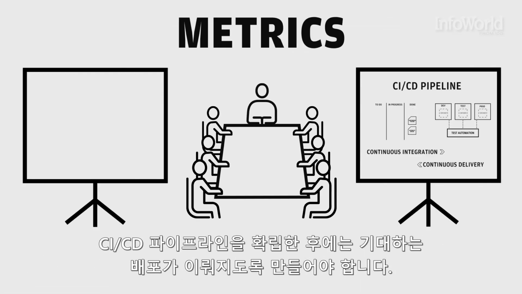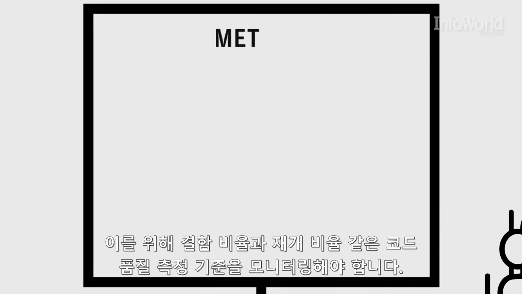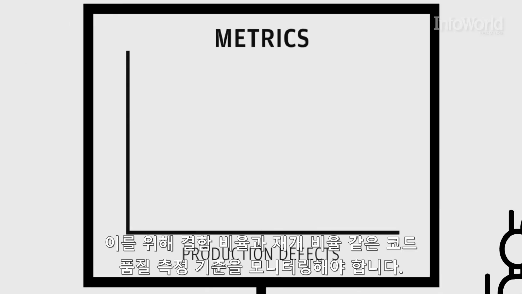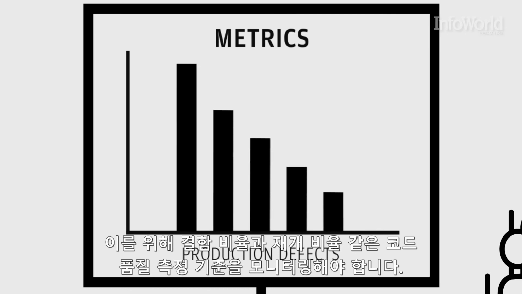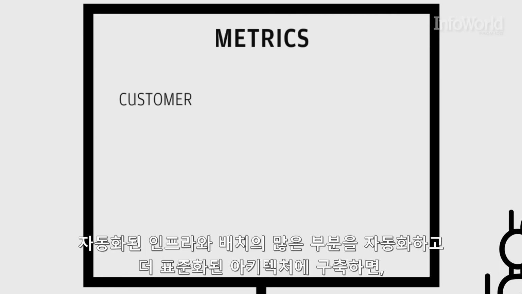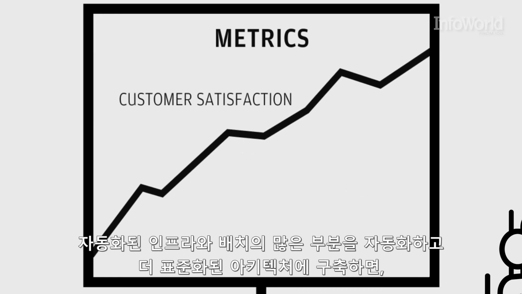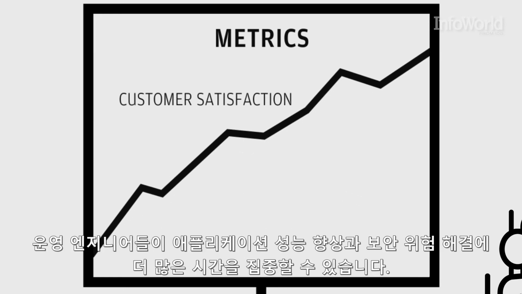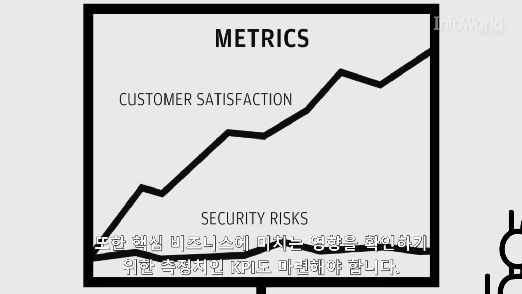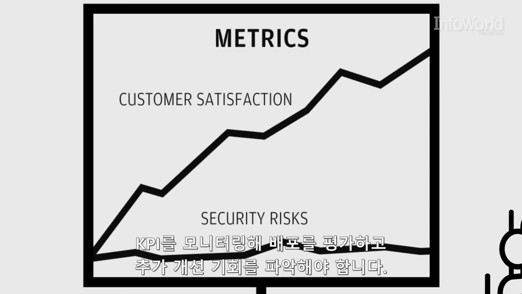Once you have your CI/CD pipeline defined, you want to make sure that it delivers as expected. You do that by monitoring code quality metrics such as defect rates and reopen rates. With much of the infrastructure and deployment automated and built on more standardized architecture, your operations engineers can focus more time on improving application performance or addressing security risks. You should also have metrics called KPIs for demonstrating key business impacts. Be sure to use your KPIs to both assess your delivery and identify opportunities for further improvements.